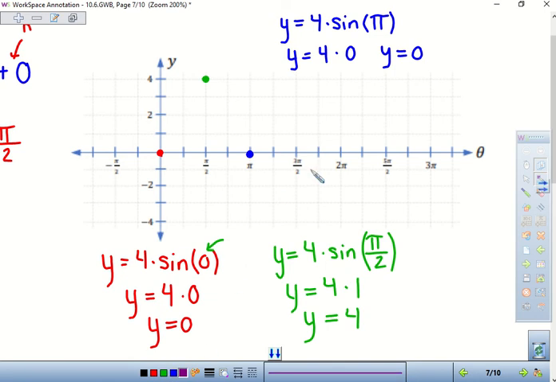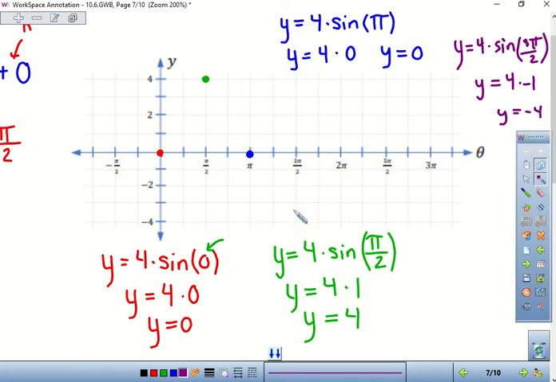And then the last one that we're going to do, and then you maybe can start seeing the pattern, is y equals 4 times sine of 3 pi over 2. Anybody know what that is? Negative 1, which is negative 4. Good. Negative 1 times 4, and that's down here. So now that you've gotten a few points, does everybody see the pattern that it's going to take?